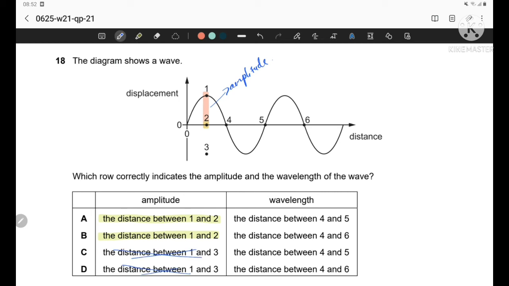Now let's look at the wavelength. In option A, it says the wavelength is the distance between 4 and 5. Let's look at the figure again. No, that is wrong. This is only half of the wavelength. So option A is not correct. Option B says the distance between 4 and 6, and that is correct. This is the length of one complete wave, and that is nothing but the wavelength. So the correct answer is option B.